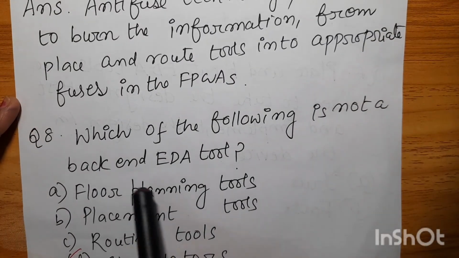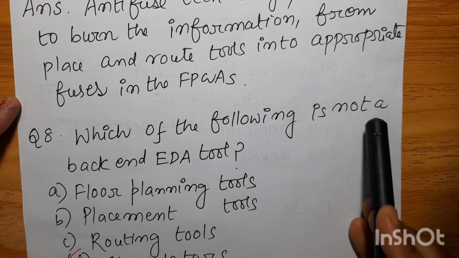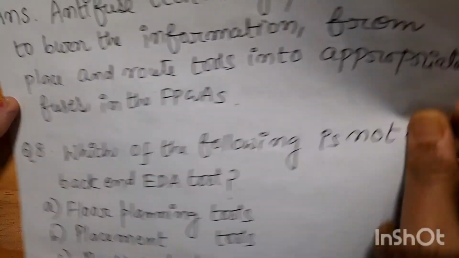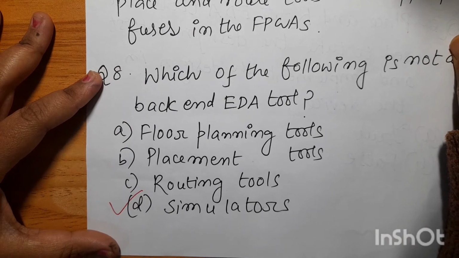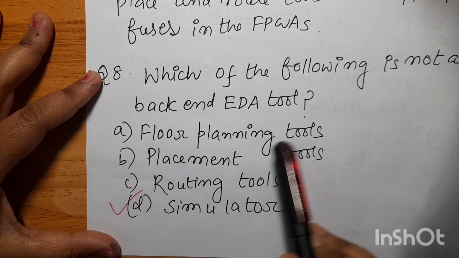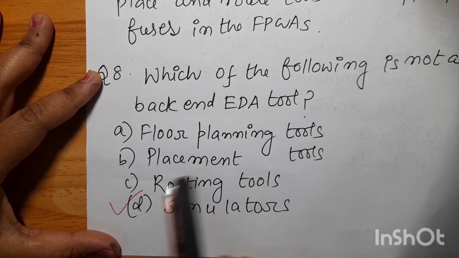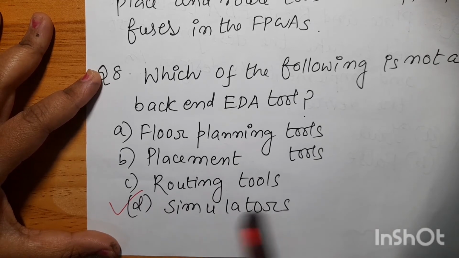Question number 8. Which of the following is not a backend tool? Out of these four, you have to tell me which one is not a backend tool. A. Floor planning tool. B. Placement tool. C. Routing tool. D. Simulators. Simulators is a front-end tool. It is not a backend tool.